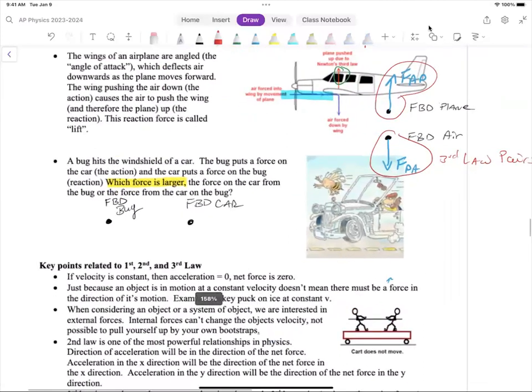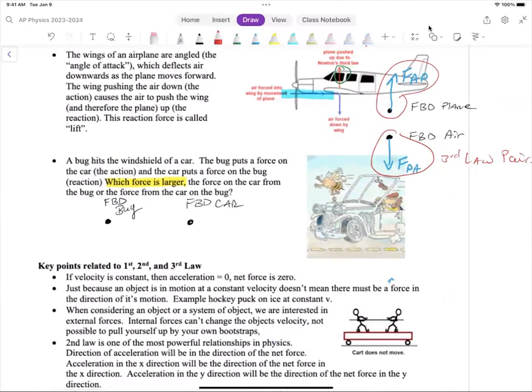All right, how about a bug? Bug hits the windshield of a car. You can imagine, visualize that. You're driving down the road on 99, bug hits it, splat. And so we've got a force from the bug on the car. We've got a force from the car on the bug. Ask yourself, which force is greater? Even though I've told you third law, some of you are going to say that the force of the car on the bug is greater.